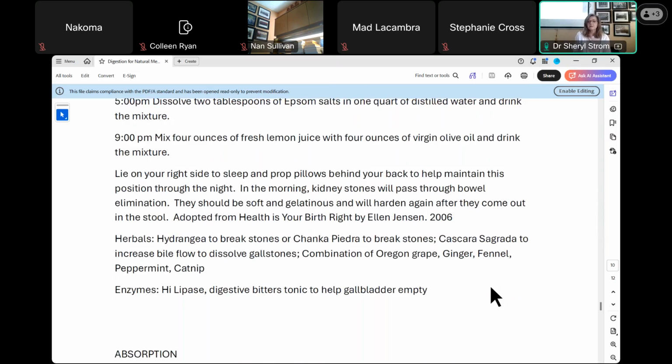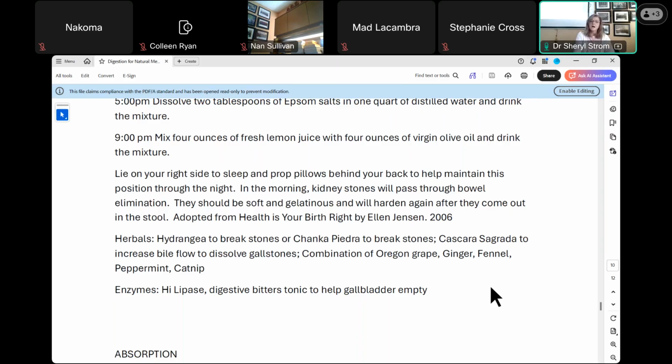Now, Cascara sagrada can cause a lot of gas as well, so you want to be conscientious of that. But you can also do senna. Senna acts like a laxative, but that can also be too hard. You don't want it too painful because of the gas that's passing through.